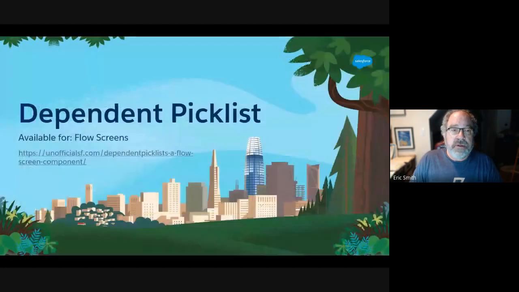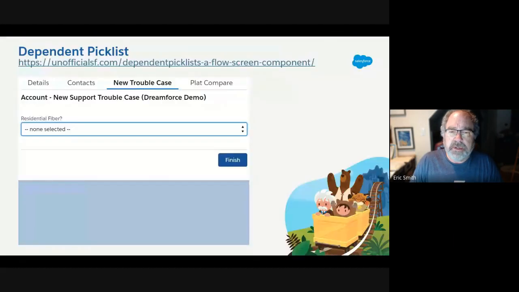Another component there, I'm not going to go through this one in much detail, but one of the challenges in the past with using a pick list on a flow was it didn't adhere to record types. With different record types, you can have different pick list values available, and this component with the dependent pick list now supports record types. So we'll only display those pick list values that are associated with that record type.